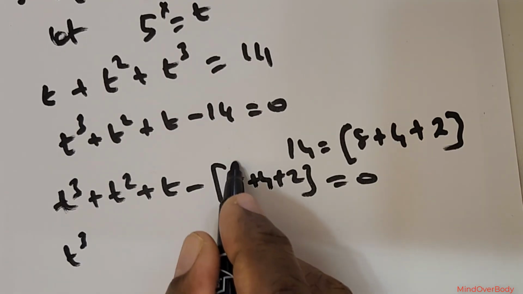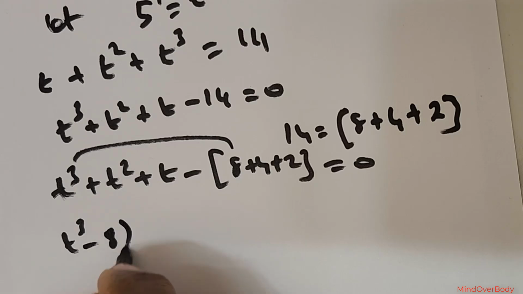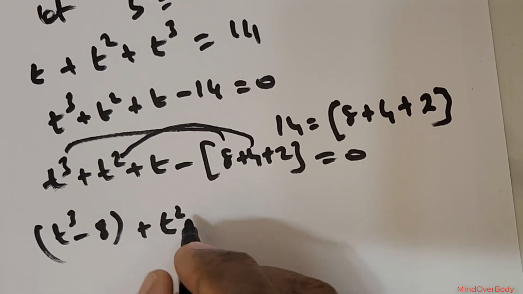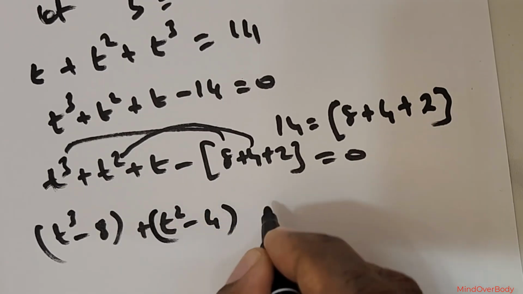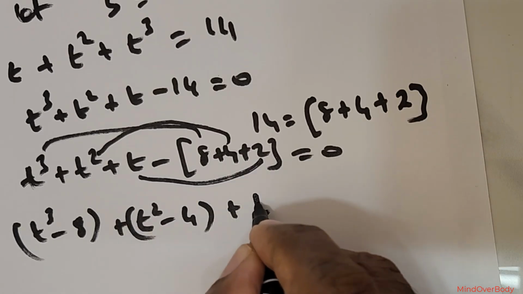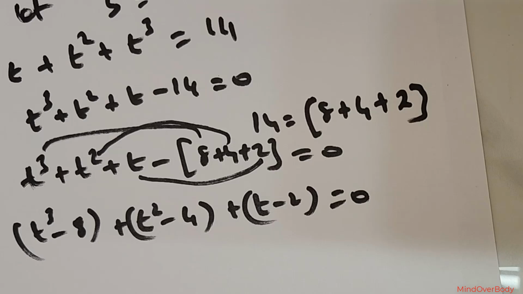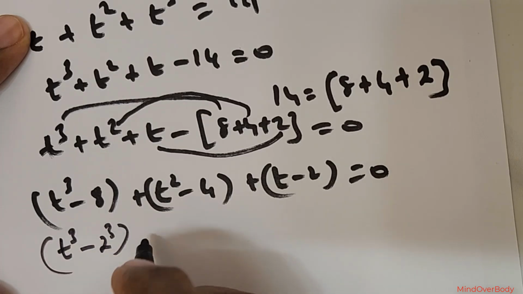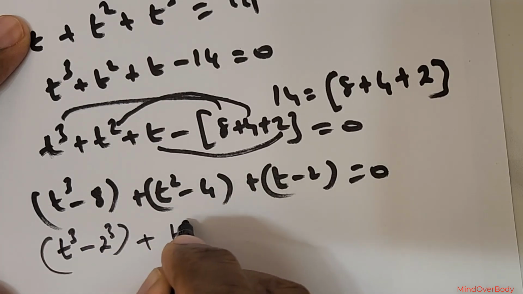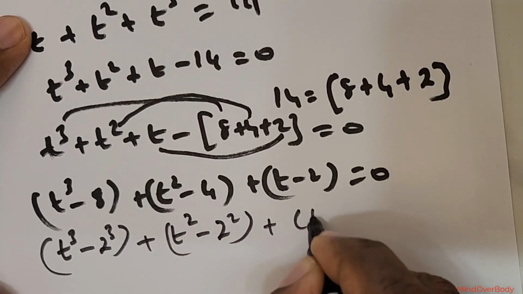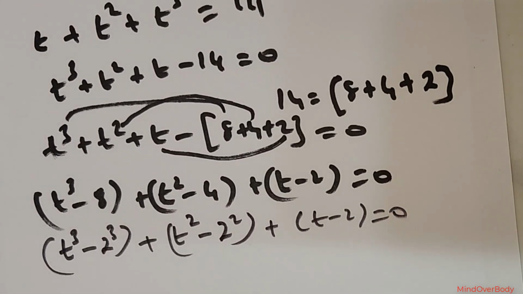So this is going to be t^3 + t^2 + t - (8 + 4 + 2) = 0. Now I would like to club 8 with t^3, and then t^2 is clubbed with 4, and then 2 is clubbed with t. So (t - 2) = 0. So this is what we have got. Now this can be rewritten as t^3 - 2^3 + t^2 - 2^2 + t - 2 = 0.